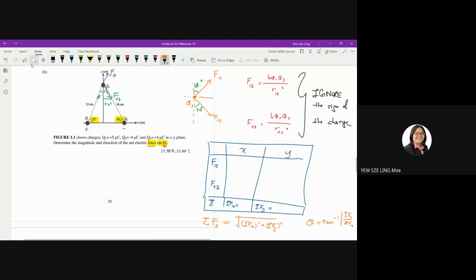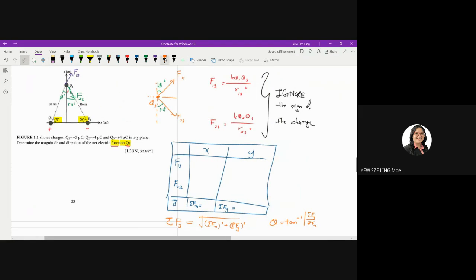All right, so that is how you solve it. That is how you solve these questions. So I give you the steps, you complete the rest. And you have the final answer in your books already.